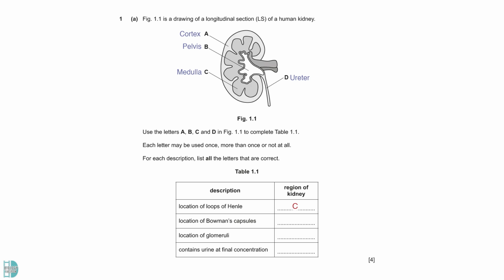Bowman's capsule and glomeruli are in the cortex, so it is A for them both. Urine at final concentration will be found in the renal pelvis and ureter. The question wants you to list all the correct letters, so you must write B and D to get this mark.